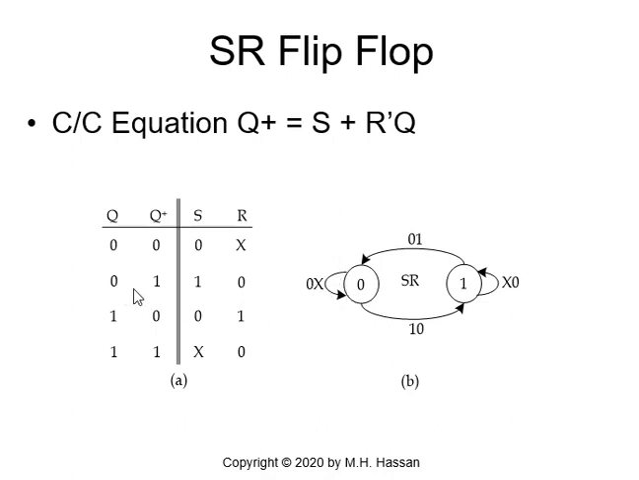If we are in state 0 and going to state 1, we need SR to be 1, 0. If we are in state 1 and we remain in state 1, we need S don't care and R 0. And if we are going back from state 1 to state 0, we need S must be 0 and R must be 1. So it is SR equal to 0, 1.